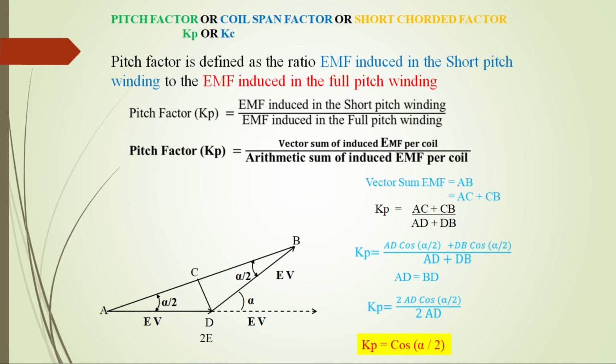Let us see the definition: pitch factor or coil span factor or short corded factor, Kp or Kc. Kp is given by EMF induced in short pitch winding divided by EMF induced in full pitch winding, or vector sum of induced EMF per coil divided by arithmetic sum of induced EMF per coil. Kp we have found, from this phasor diagram, to be cos alpha by 2.